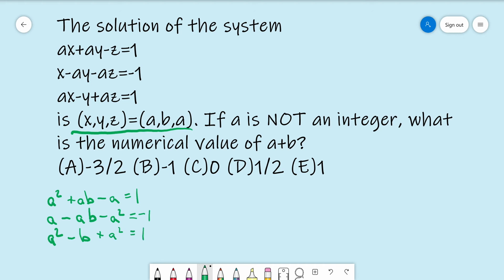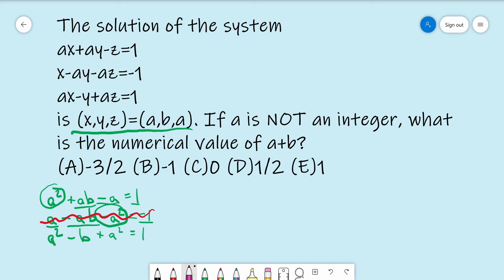Alright, now from these three equations we somehow have to figure out what a plus b is. Well, the first thing we should notice is that the first two equations are actually just negatives of each other. See, there you've got an a squared here and a minus a squared here. You've got an ab and then minus ab, and you've got a minus a and a plus a, and then on the right side you've got a 1 and a minus 1. So this second equation doesn't actually give us any new information, so we can ignore it.